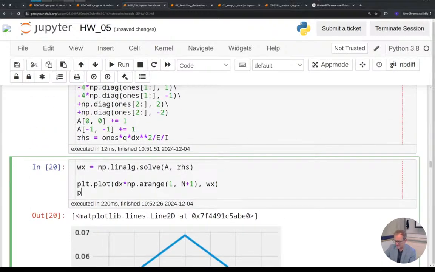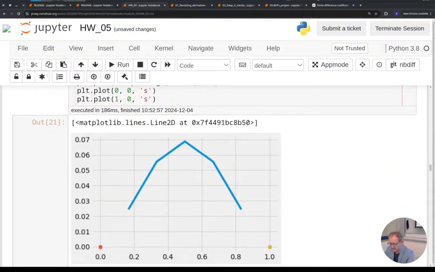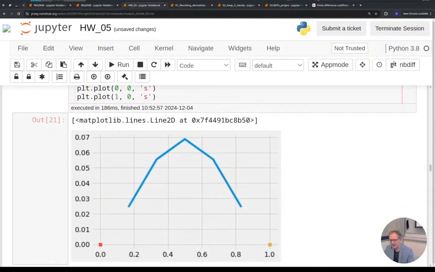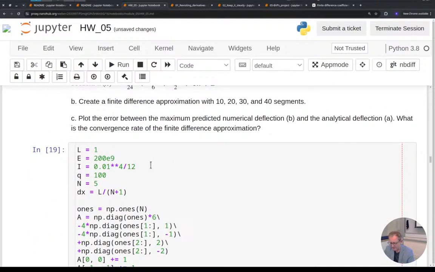I could add the boundary conditions in there, 0 and 0, 1 and 0. Say those are the fixed ends. Again, I can't really see that the slope is 0 there. Yeah, and better is adding more points.